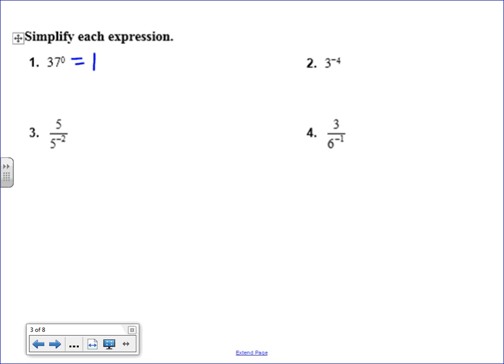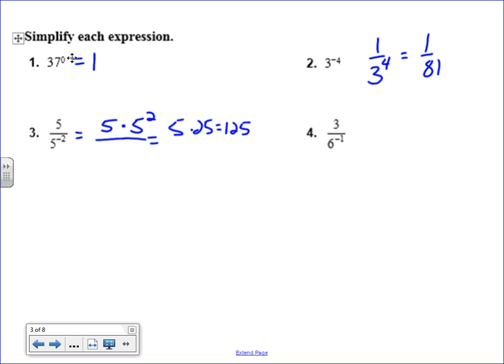Okay, and if I have 3 to the -4 power, I could rewrite that as 1 over 3 to the 4th, and then I can use a calculator to calculate what 3 to the 4th is, and we would get 1 over 81. If I look at this next one, I've got 5 over 5 to the -2. Well, if I've got a negative exponent in the bottom, I can move it to the top. So I still have the 5 from the top, and then I'd move this up and I'd get 5 to the 2nd. So I really have 5 times 25, which is 125.